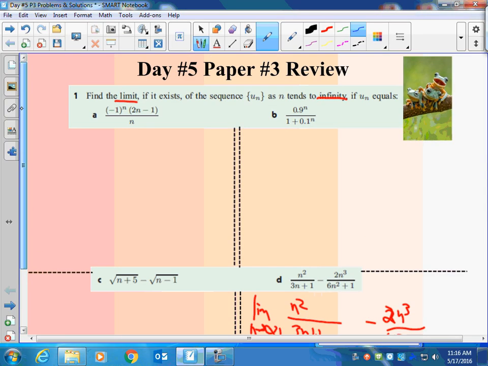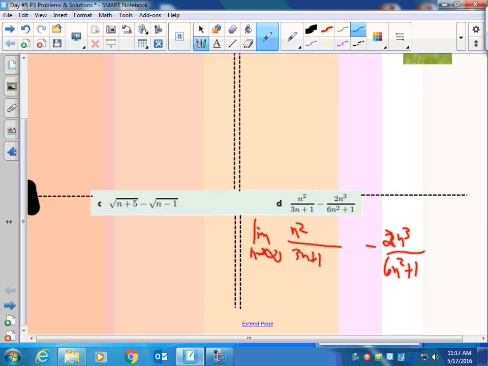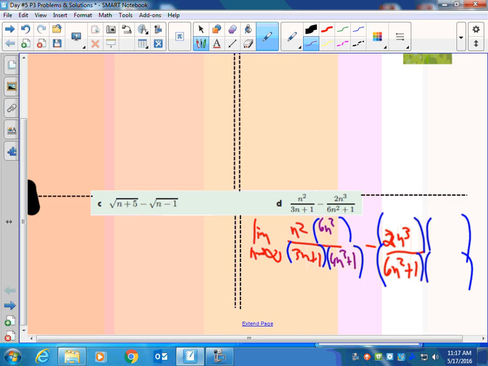So this is day 5, and we're looking at problems 1, A, B, C, D. And we're starting with the easier one first. We're multiplying by a common denominator, as suggested by Patrick. And the common denominator is 3n plus 1 times 6n squared plus 1. We can multiply by 1. So we multiply top and bottom by 6n squared plus 1. We can multiply this by 1, 3n plus 1 over 3n plus 1. Great.